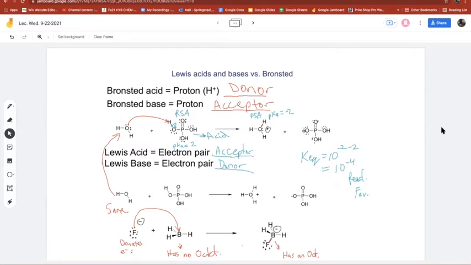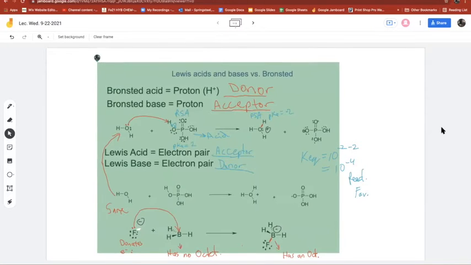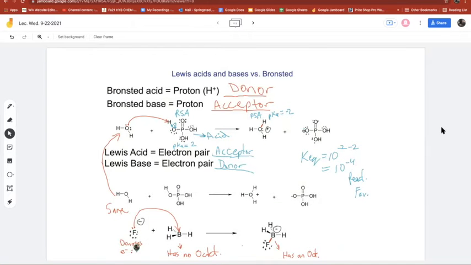Is it the acid or base? So it donated electrons, so it is the Lewis base. Boom, because it's donating electrons. And then the boron over here, borane, BH3, is an electron pair acceptor. So this guy is the Lewis acid.